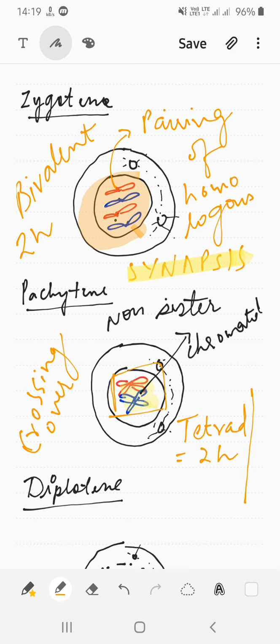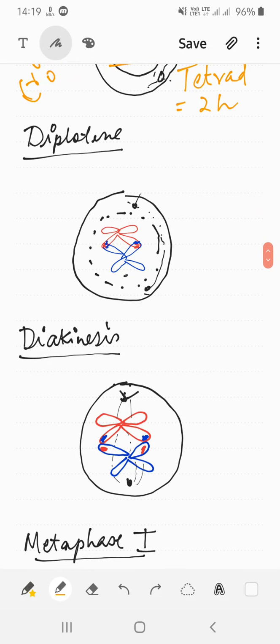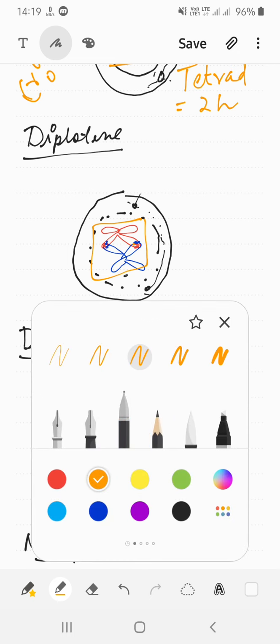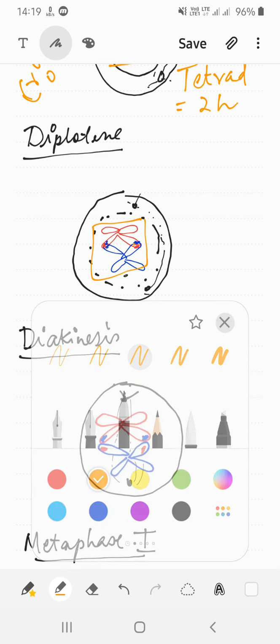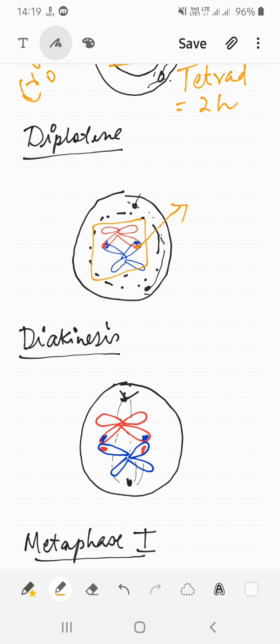Now the next substage is your diplotene, in which you can see they start separating from each other. The point where they are not separated, like the X-shaped structure, is known as chiasma, or sometimes we call it chiasmata. So the X-shaped structure is known as the chiasmata. Fine, this is very important.